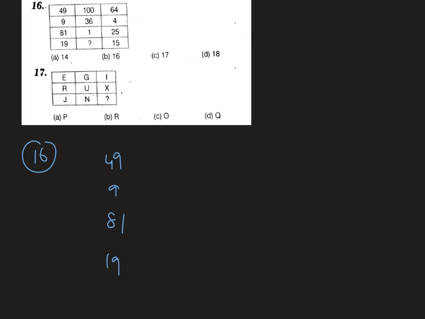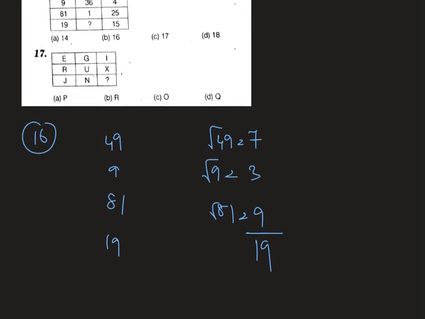Now as we can see, the square root of 49 is 7, the square root of 9 is 3, the square root of 81 is 9, and if we add all of these we get 19. Now this must be a pattern, but we must check whether this pattern is followed by other columns or not.